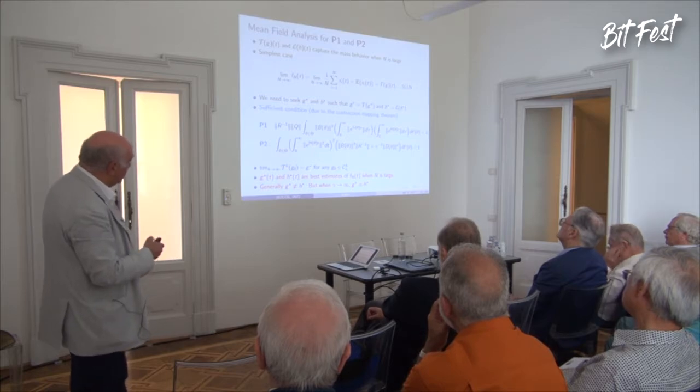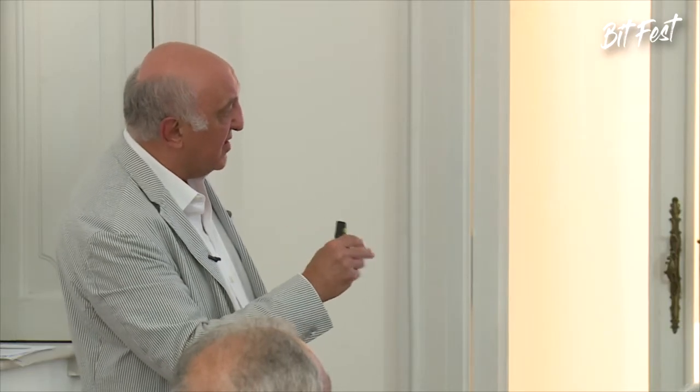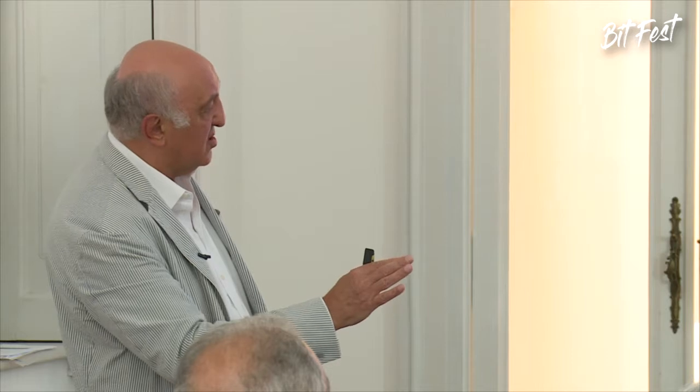But when gamma goes to infinity, that is, if there is no disturbance, then G star will be equal to H star. This is the standard problem.